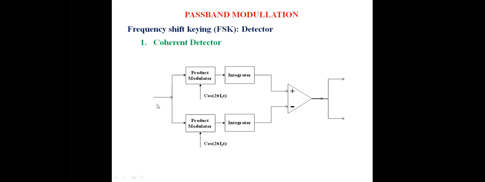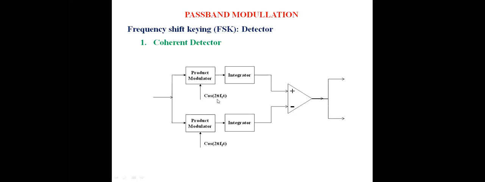On the other hand, if input is an FSK carrying frequency F2, then the output of the lower product modulator will be constant plus high frequency term, whereas the output of the upper product modulator will be two frequencies, one a sum and the other a difference. Those two frequencies will be removed by this integrator, so output is 0, whereas the output of the lower integrator is a positive constant. When these two are compared, the difference is negative, and since it is negative, it is decoded into 0. This is how we can decode FSK.